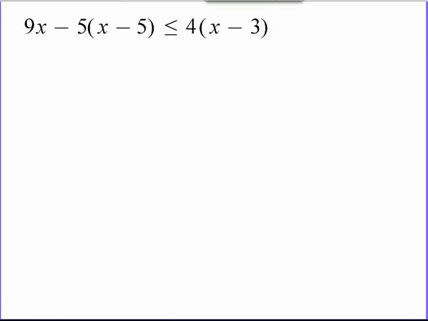All right? Okay, this is a doozy. Let's go. You try it. Be careful on this one with the negatives.